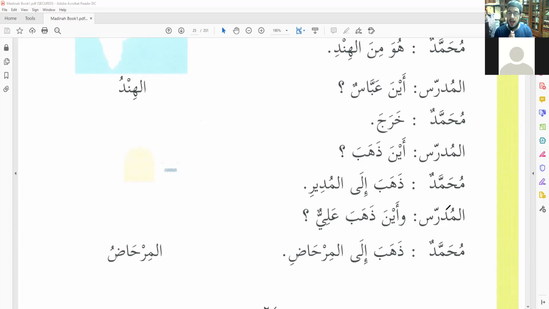So in the Shahada family's example, Muhammad went to the store. ذهب محمد إلى الدكان. إلى الدكان is not a necessary part of that sentence. ذهب محمد is a complete sentence. If we wanted to add extra information, yes, we can say إلى الدكان, just like we have in these two examples here. ذهب إلى المدير. ذهب إلى المرحاض.